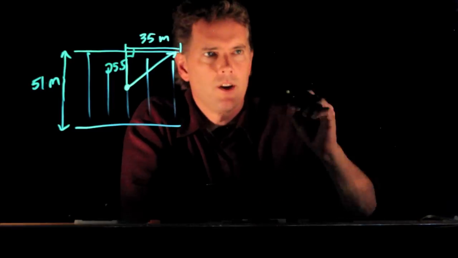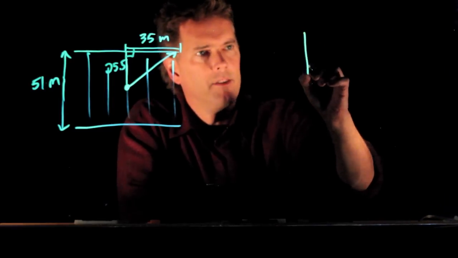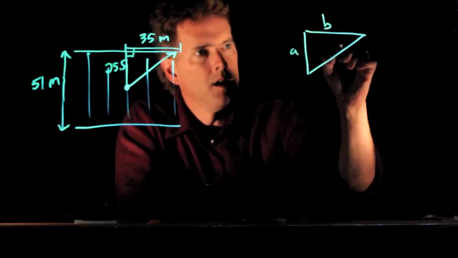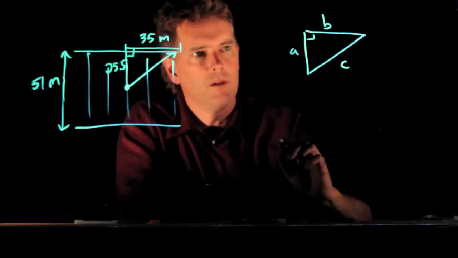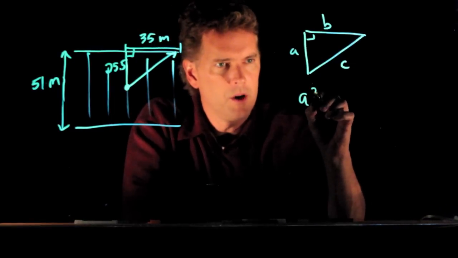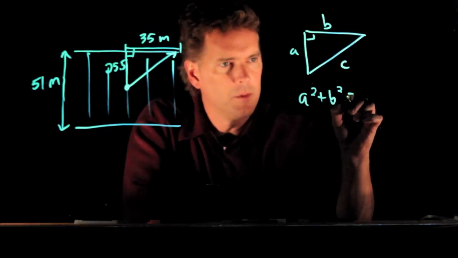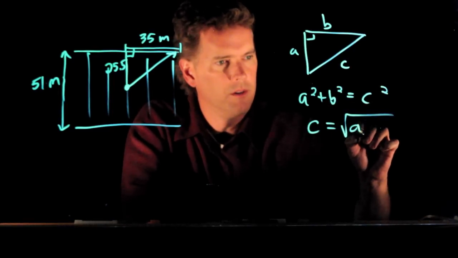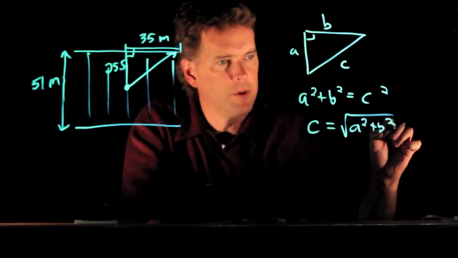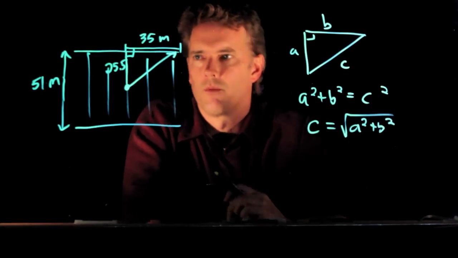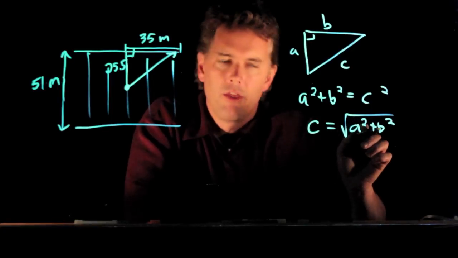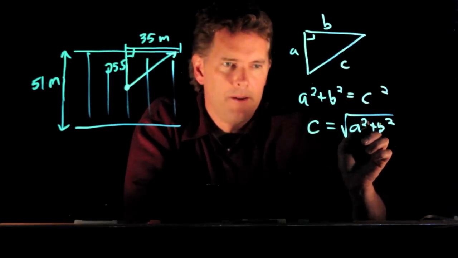So for a right triangle, if we have A, B, and C, we know, of course, that A squared plus B squared equals C squared. And so C equals the square root of A squared plus B squared. Okay, so you can run those numbers, plug in 25.5 for A, 35 for B, and see what you get.